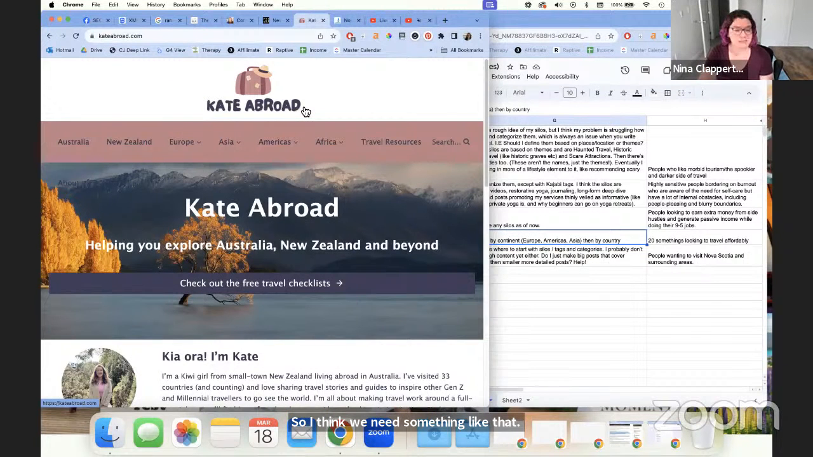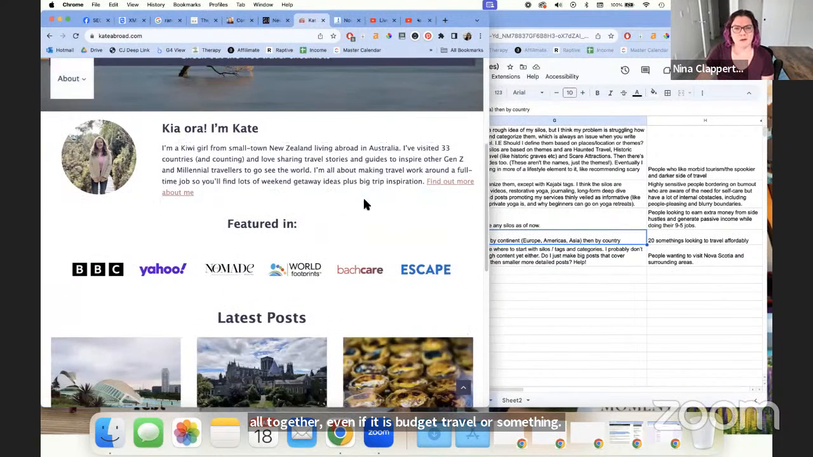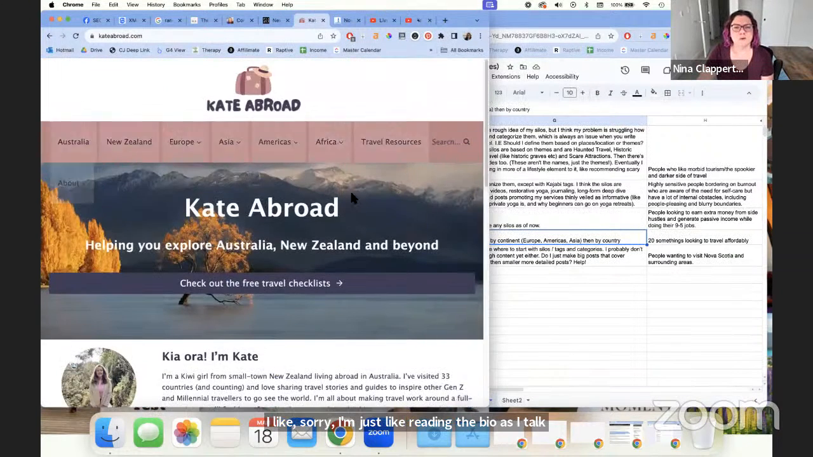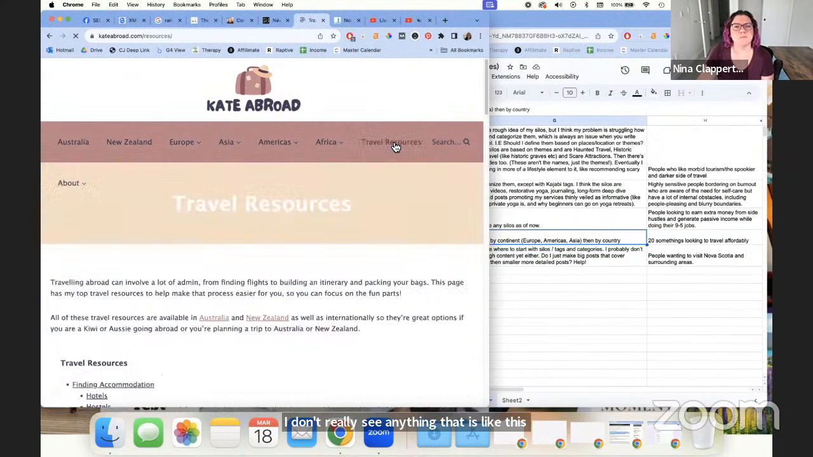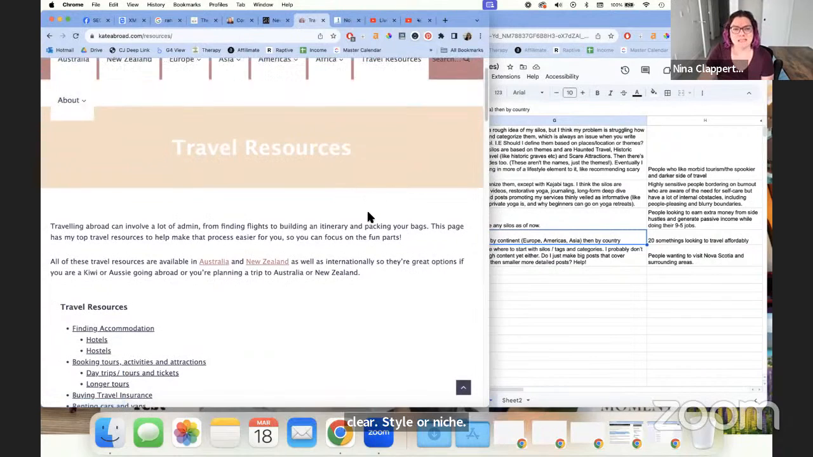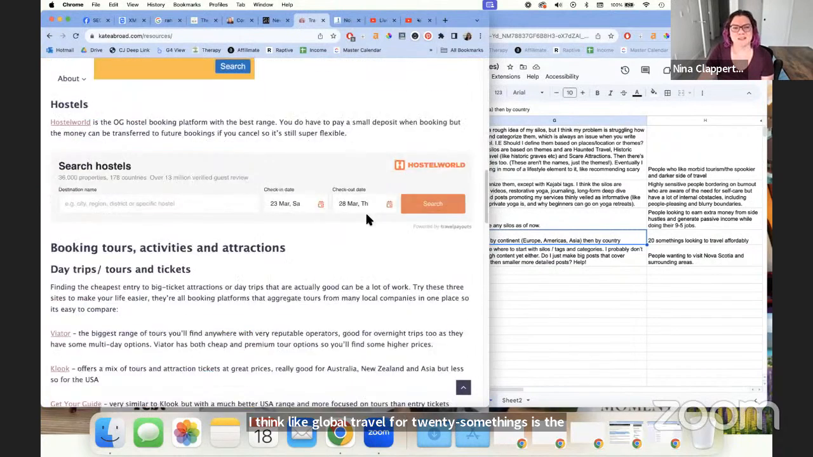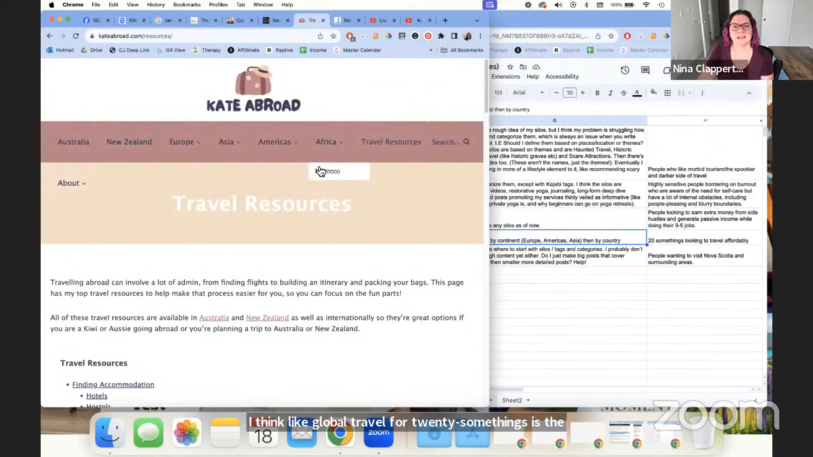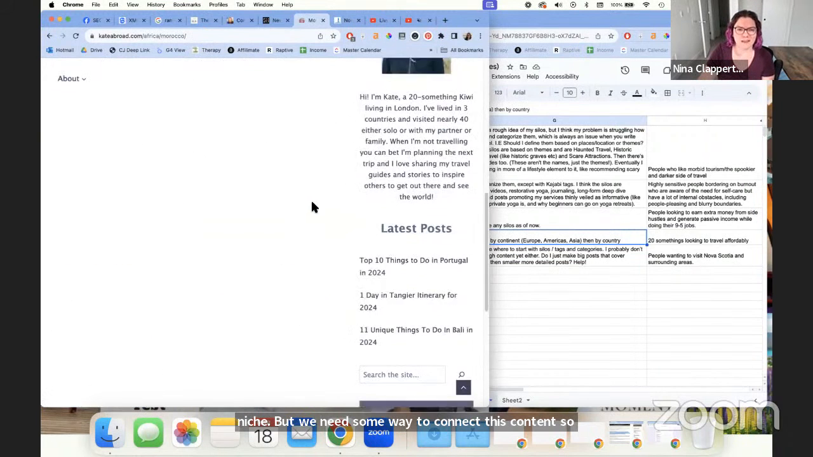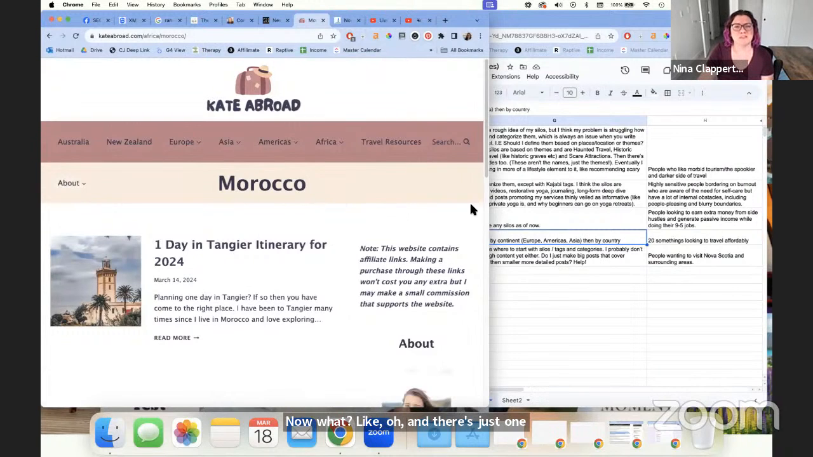I think your silos are just destinations here, and we don't really have anything about a travel style. And it is really good to have something that links it all together, even if it is budget travel or something. Sorry, I'm just reading the bio as I talk to see if there's something here that we could pull out. I don't really see anything that is a clear style or niche. I think global travel for 20 somethings is the niche, but we need some way to connect this content so that people aren't just left like, okay, I've done Morocco, now what? And oh, there's just one post. So we need more for them.